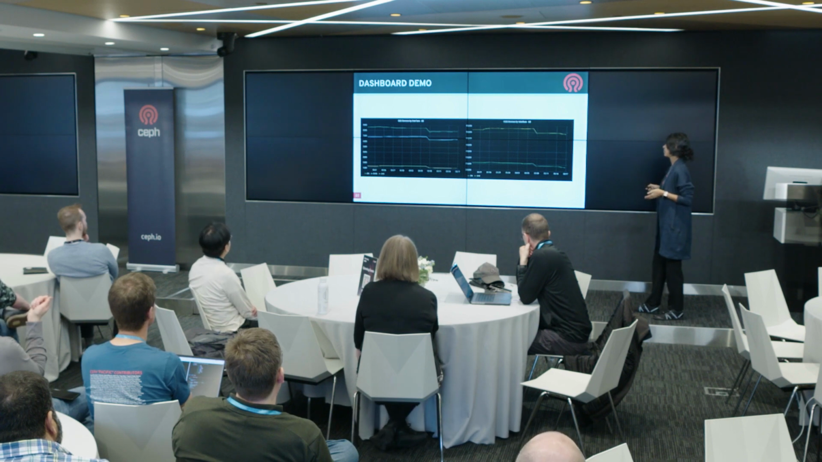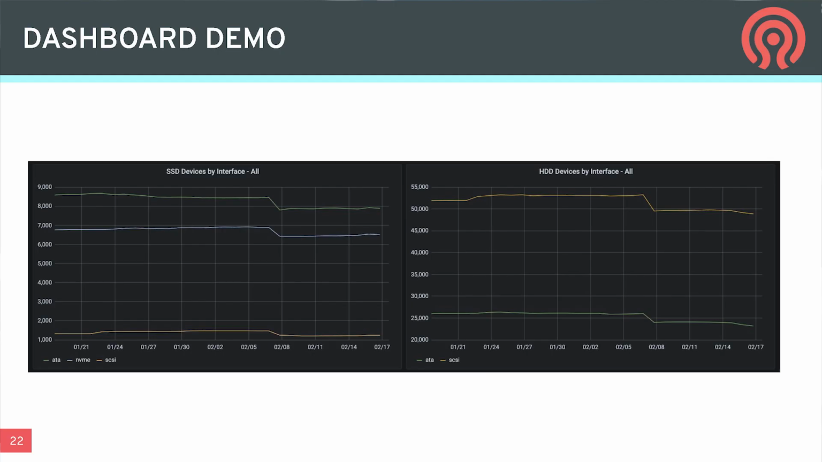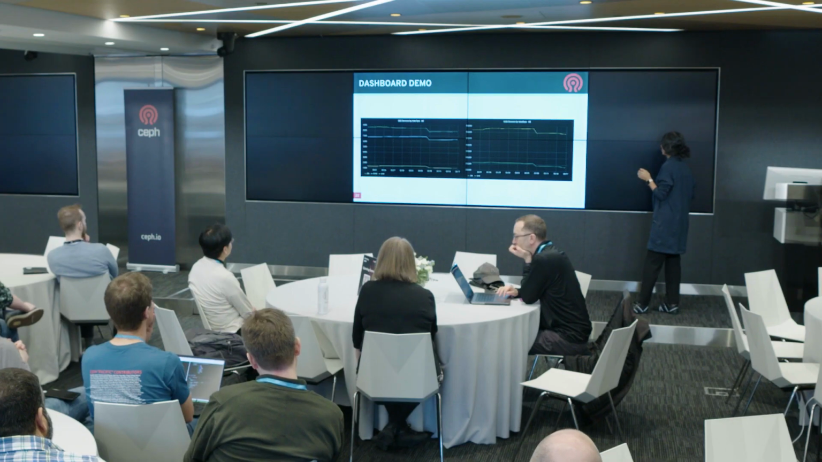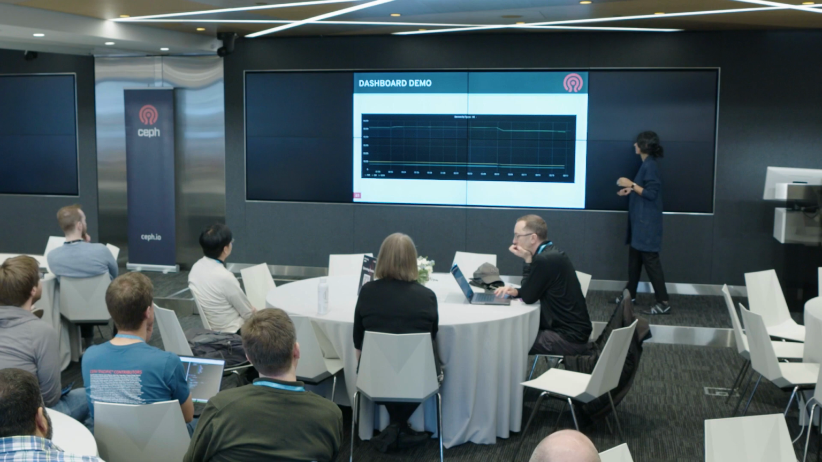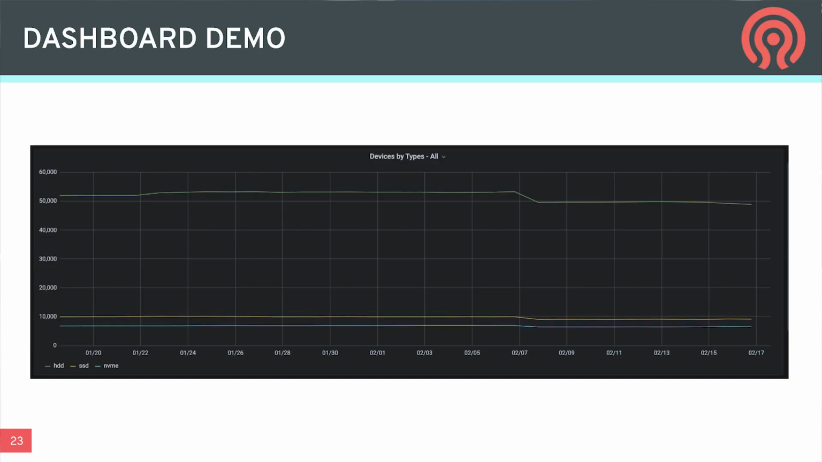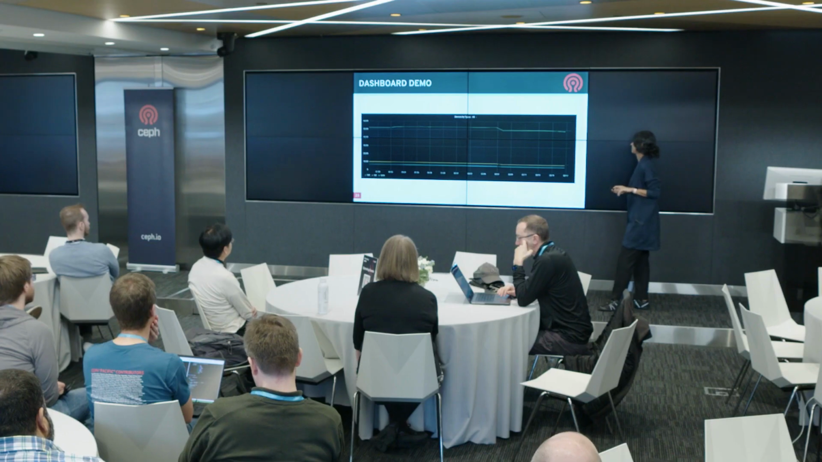We can also see a breakdown of devices by interface, either for flash or spinning. So NVMe, we can see that it's as popular as SATA for SSDs, and SCSI is a lot more popular than SATA for hard drives. And altogether, we can see devices by type. So mostly hard disks are reported, and SSDs and NVMEs are down below.